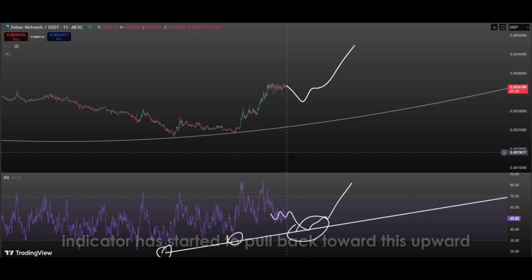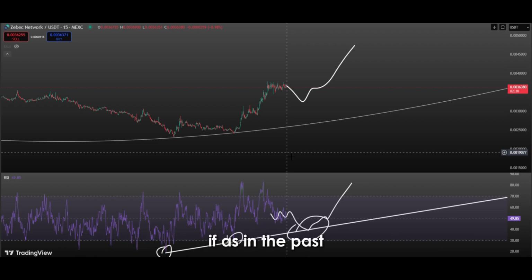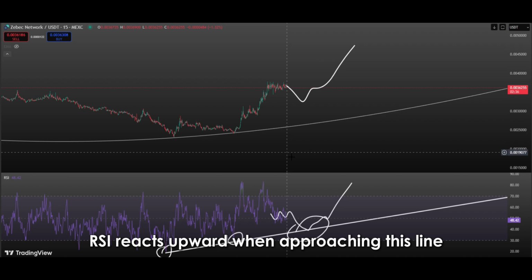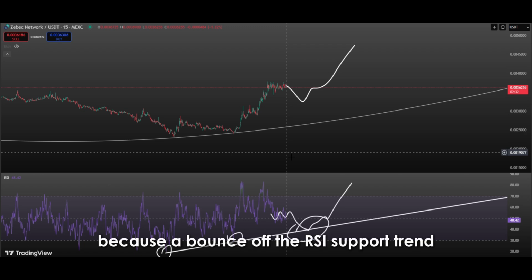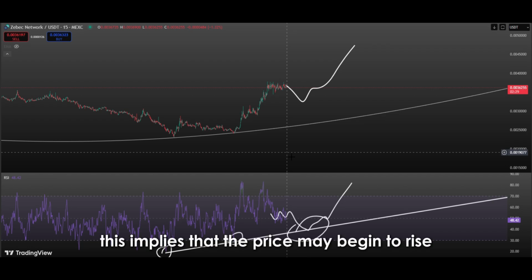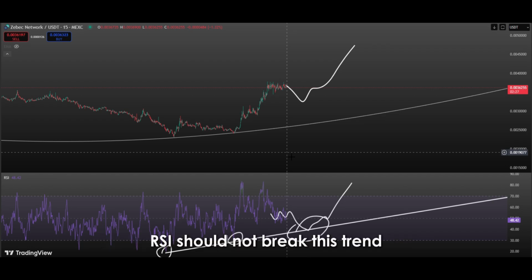At present, the RSI indicator has started to pull back toward this upward sloping trendline once again. If, as in the past, RSI reacts upward when approaching this line, this will likely be reflected positively in the price as well, because a bounce off the RSI support trend usually signals a new wave of momentum. This implies that the price may begin to rise. RSI should not break this trend.